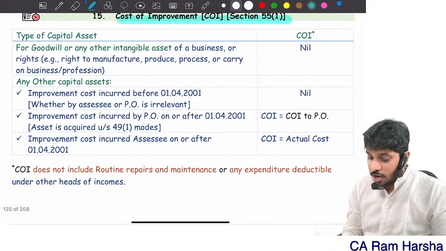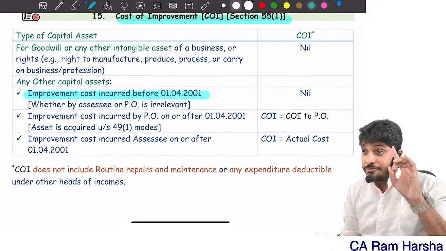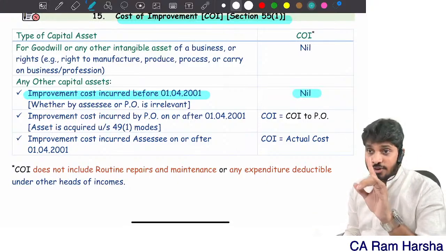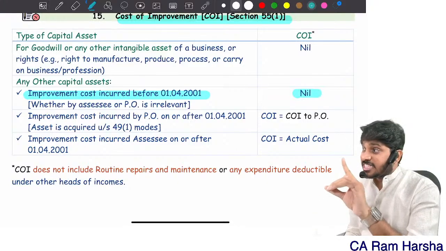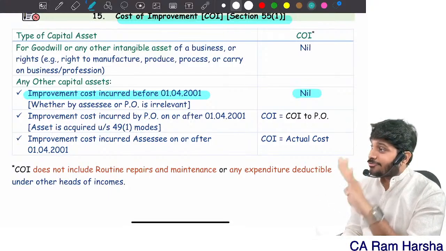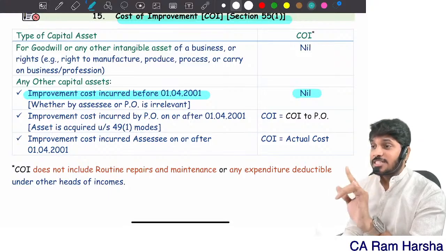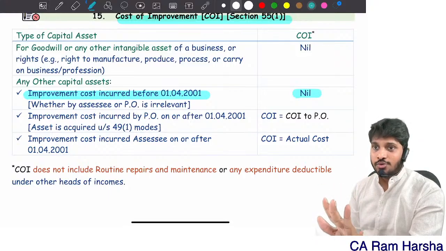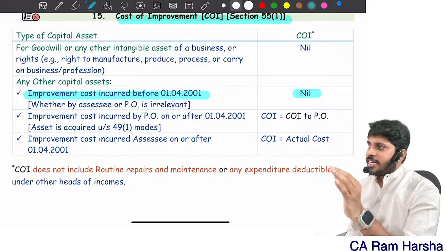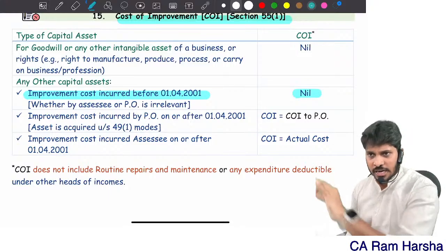And remember, cost of improvement before 1st April 2001 is nil. Don't take it. If cost of improvement is before 1st April 2001, don't take it. Remember, at the introduction I told 4 dates. One of the dates is 1st April 2001. What is the significance of 1st April 2001? I will tell you now. So, cost of improvement incurred before 1st April 2001 is nil.